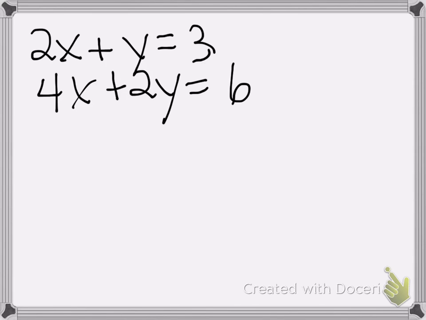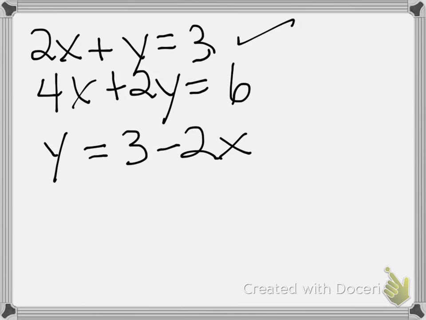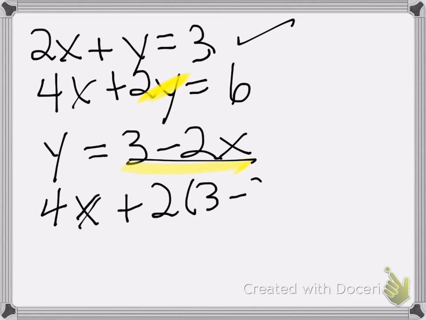Okay, so if we're going to do substitution on this one, I'm going to set this one equal to y. Y equals 3 minus 2x. And I don't have to put it in mx plus b form, just have to get the y by itself. Now then, I'm going to go down here to this equation, and wherever I see a y, I'm going to put that whole value right there. So 4x plus 2 times y, and what does y equal? 3 minus 2x equals 6, because I'm plugging it into that equation.